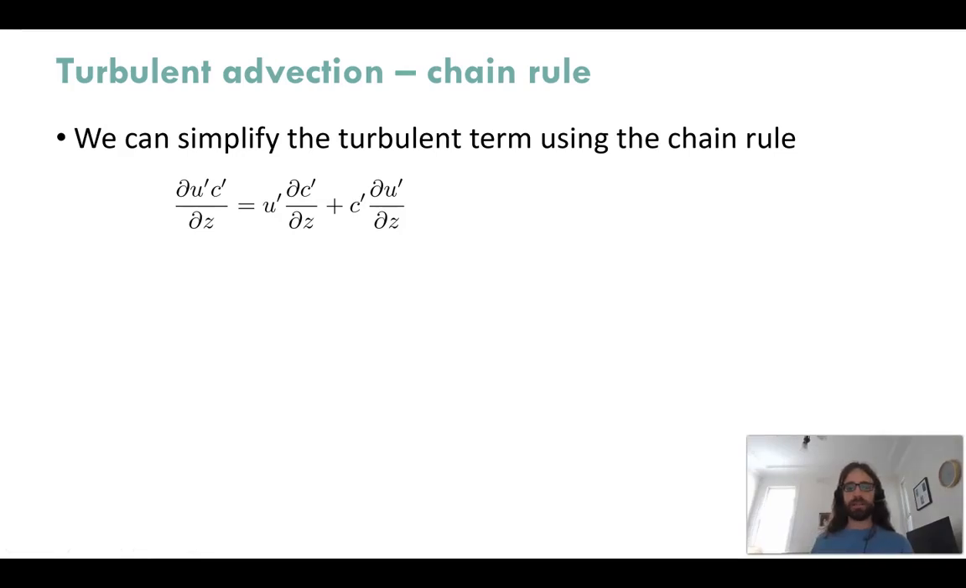To simplify things even further, what we'd like to do now is consider the chain rule. So the chain rule is a property of partial differentiation that allows us to take the derivative of a product of two variables and break it into something that is the derivative of each individual variable in the manner shown in the equation here. What we're going to do now is solve for this term within the chain rule.